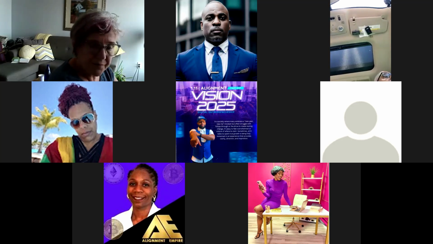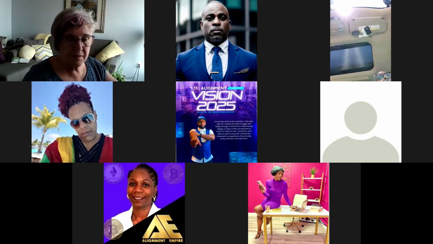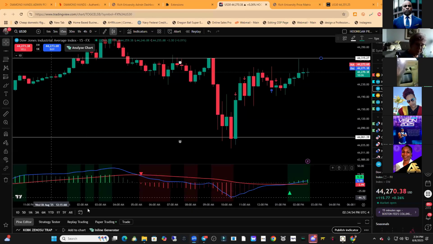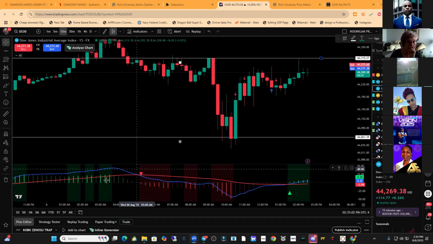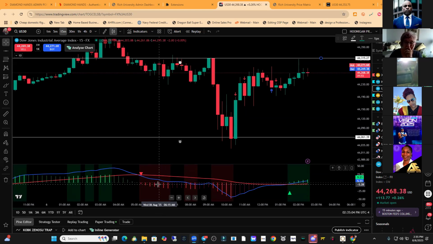I'm going to go ahead and share my screen real quick. All right, cool. So right here we have the quantum oscillator. I told you guys earlier that I use a lot of indicators on my chart. As you see, I have 10 up here. But just this tool alone will allow you to dominate in the market.